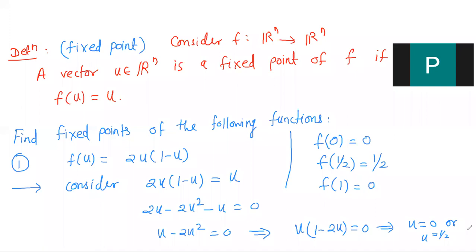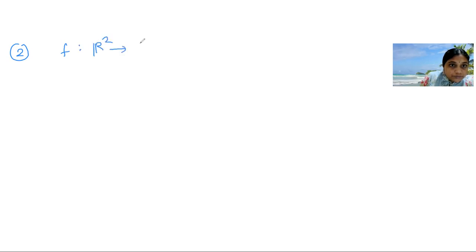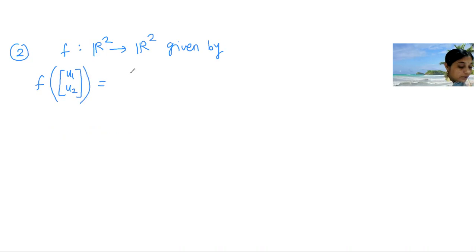Okay, so we'll go to the next, second example. f from R2 to R2 given by f of (u1, u2) is equal to (u2, u2 by u1).